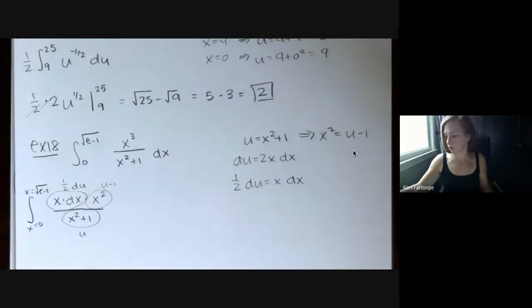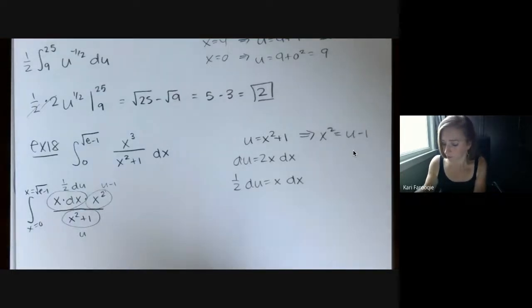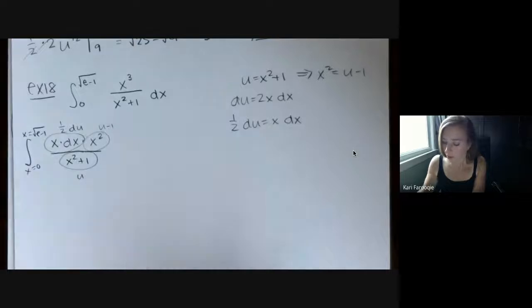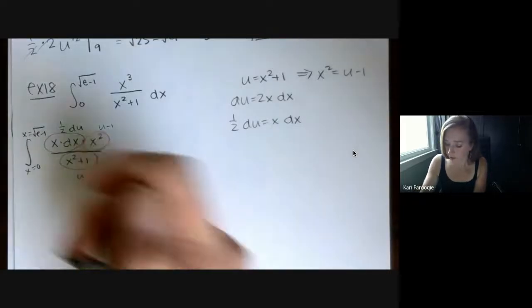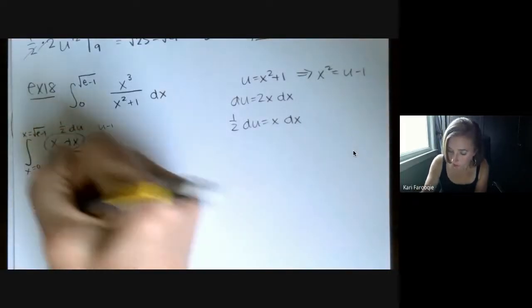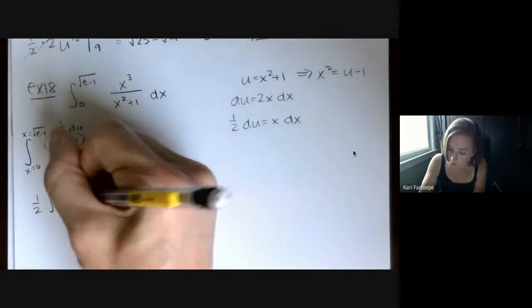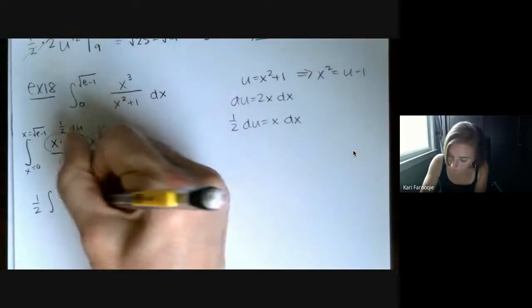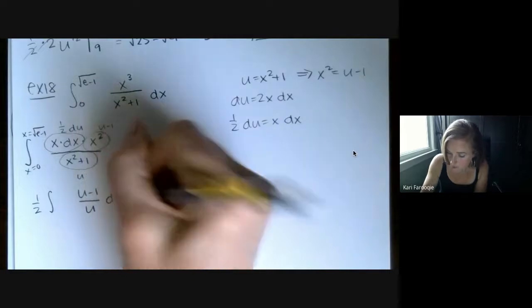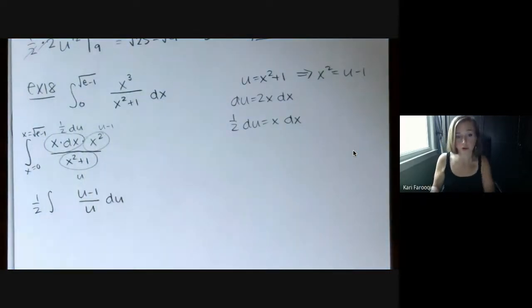Okay, so we'll rewrite this integral now. I'm going to leave some space to switch the limits out. But the 1/2 I'm going to pull out front, just so it's not distracting me. Then I have u minus 1 over u du. Now, of course, I'm going to rewrite this by splitting this up into 2 fractions, because I have a monomial in the denominator. But first, I want to switch my limits of integration before I forget.